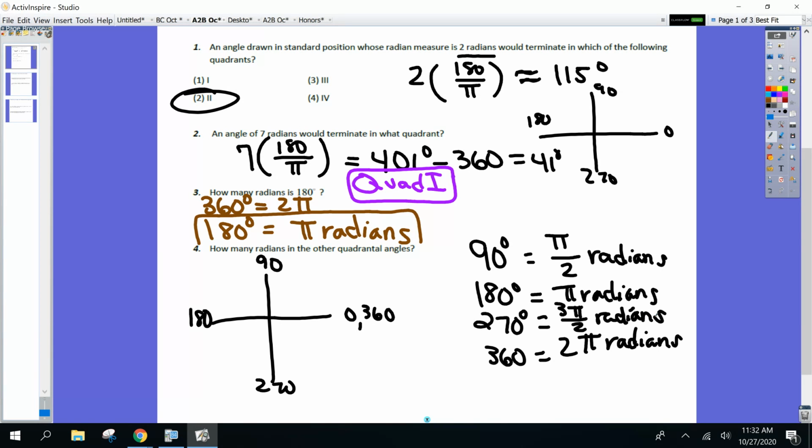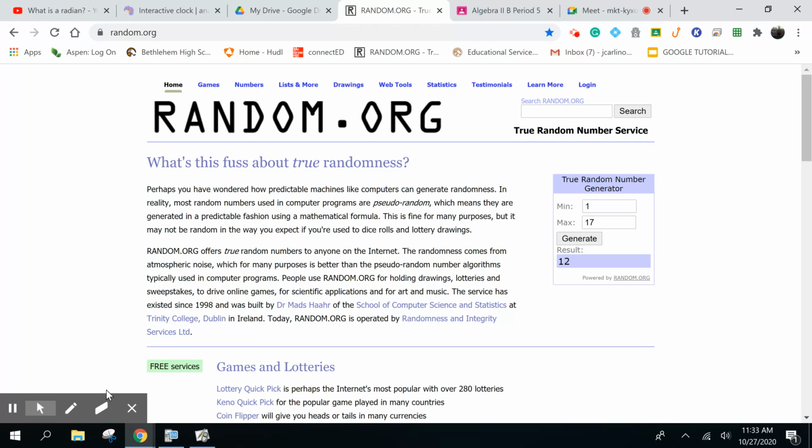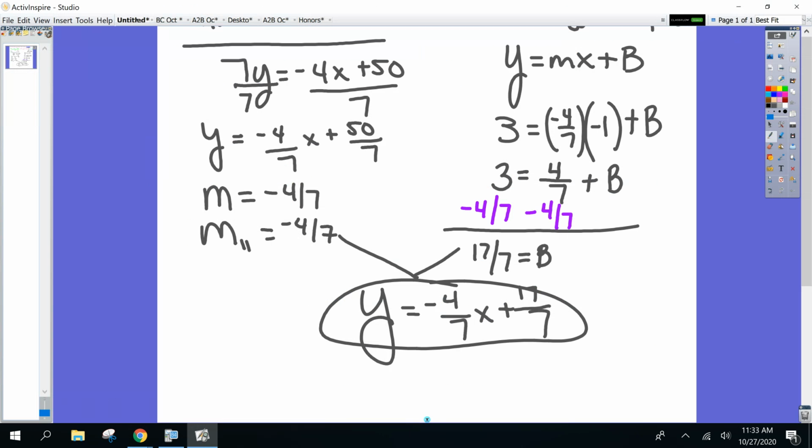Okay, so that's a good recap of all the radian stuff, because what I'm going to show you now is brand new, and then you guys can start the Delta Math because there's not much here we have to do. All right, let's hold off on number 5 right now. You guys can just follow what I'm doing up here.